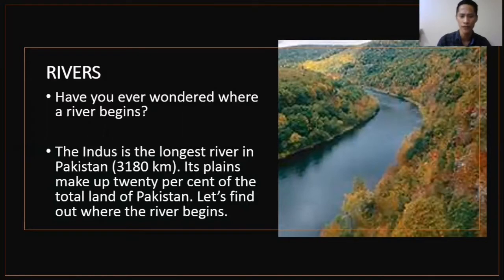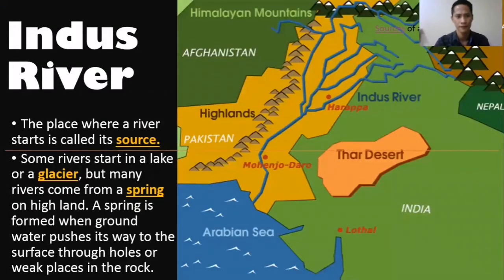Now let's find out where the river begins. The place where a river starts is called its source. Some rivers start in a lake or a glacier, but many rivers come from a spring. The source of a river can be either on this part, melting glaciers, lakes, springs, on this part, or this part. They form a stream. And if these streams join together, they are called tributaries. And tributaries will form a river. Now, I made a short video for you to understand further the sources of a river.